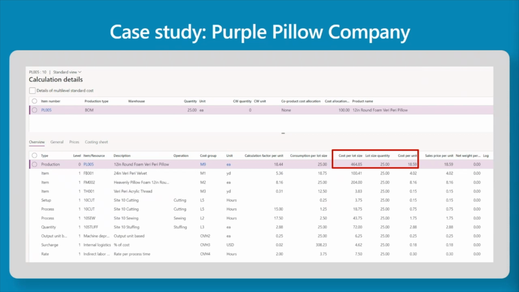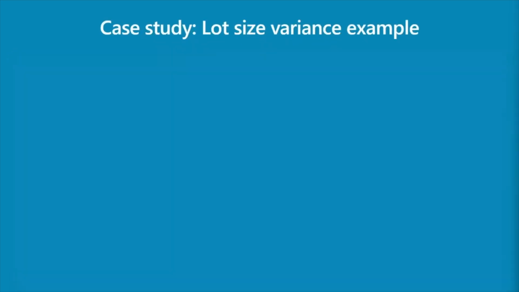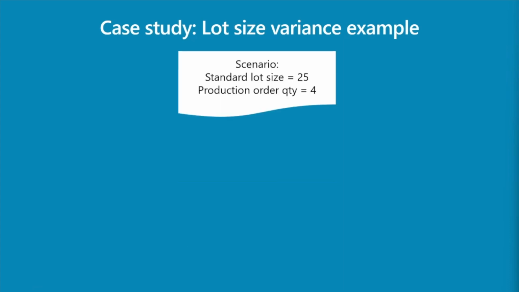In our first example in this case study, we will create a lot size variance. You might recall that a lot size variance happens when you have constant costs and the standard cost calculation and production quantity are different. In our last slide, you saw the standard cost calculation was for a quantity of 25. And in our example, we've created a production order with a quantity of 4. No other variables were changed when we produced this production order.